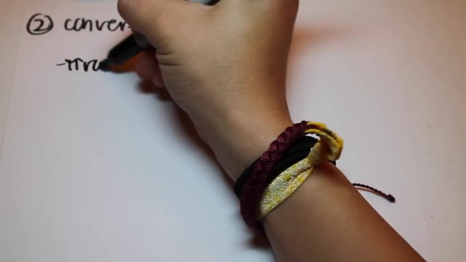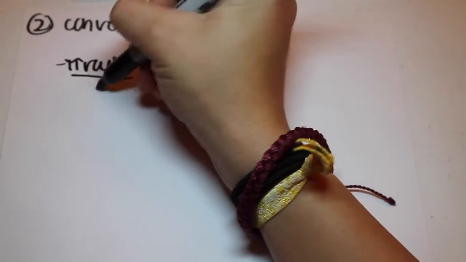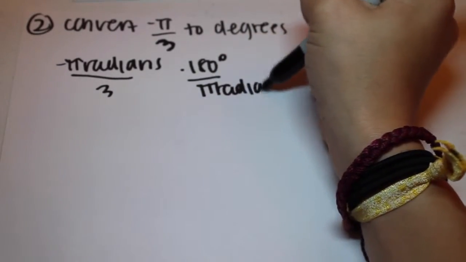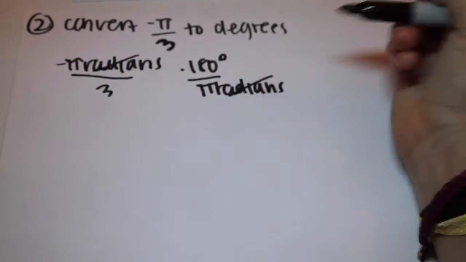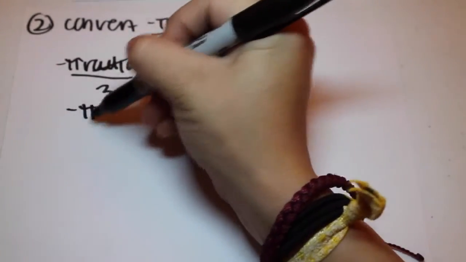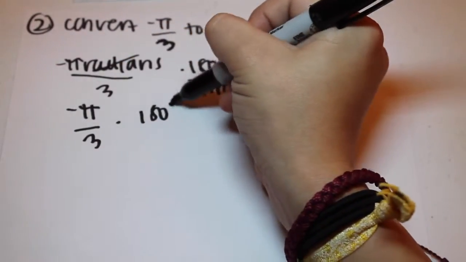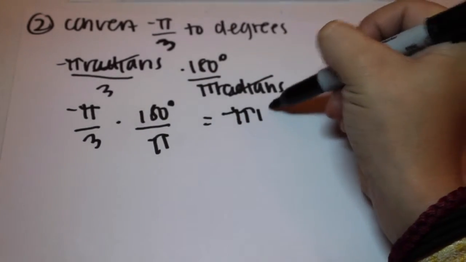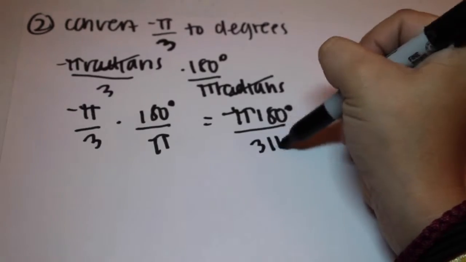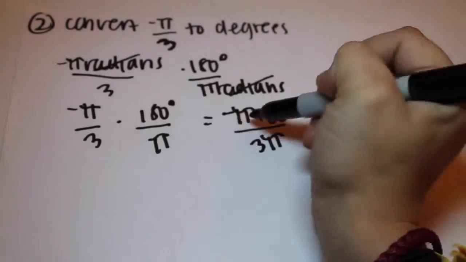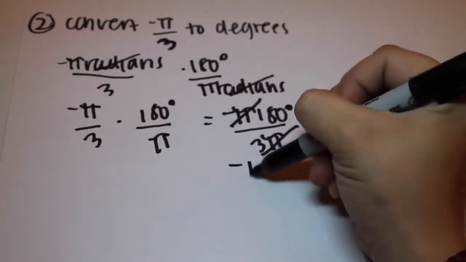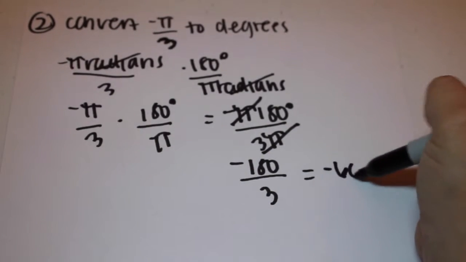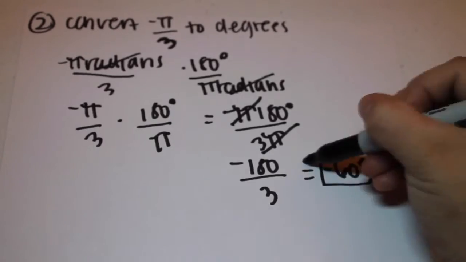Now we are converting negative pi over 3 to degrees. Begin by plugging in your value. Next, you must always cancel the radians. This leaves us with negative pi over 3 times 180 degrees over pi. After we multiply, we are left with negative pi times 180 degrees over 3 pi. Now we can cancel those pi's. Lastly, all you have to do is divide and you are left with negative 60 degrees.